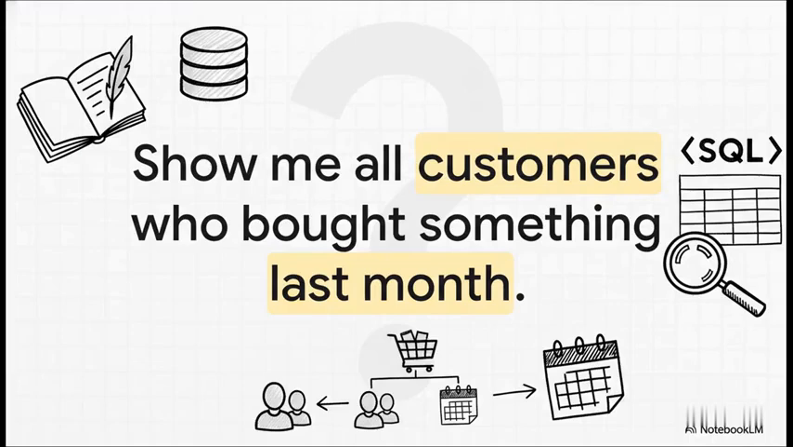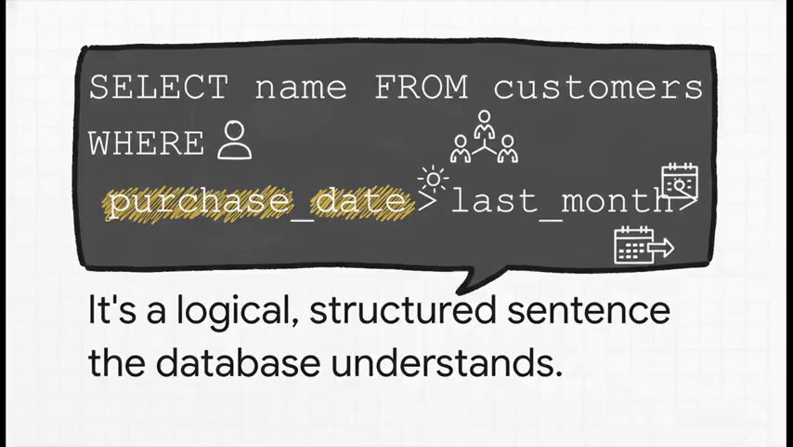Let's take a very common business question. Imagine you want to know, show me all the customers who bought something from us last month, right? It's a simple, direct request. You'd ask it just like that in English. Now, how would our helpful data librarian, our SQL, understand this? And here it is. This is what that same question looks like in the SQL language. Just take a look. Can you see the similarity?